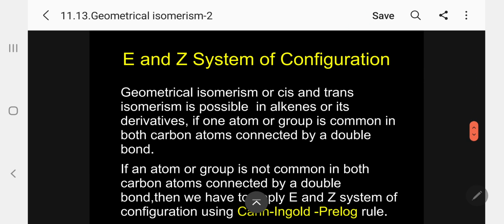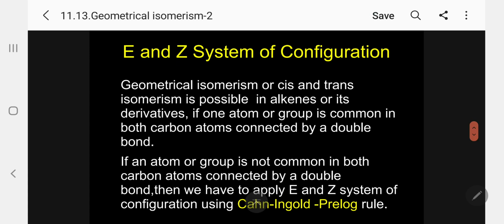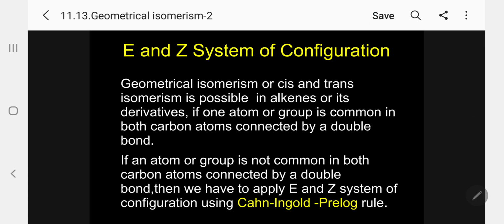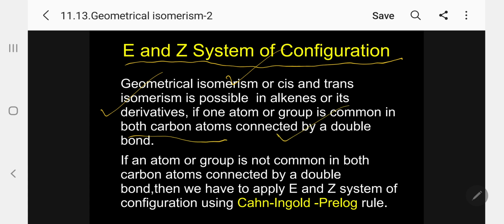Okay, let me go for the next one. Under geometrical isomerism, in the previous class I just mentioned the E and Z system of configuration. What is the E and Z system? We have already come across the R and S system of configuration under optical isomerism. So here, under geometrical isomerism, I am introducing the E and Z system of configuration. Geometrical or cis-trans isomerism is possible in alkenes or their derivatives if one atom or group is common to both carbon atoms connected by a double bond.